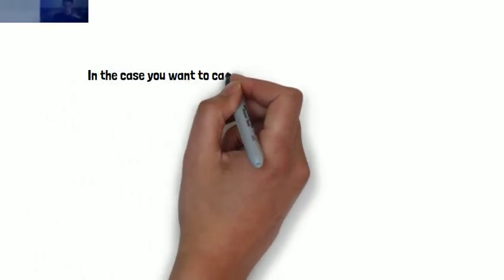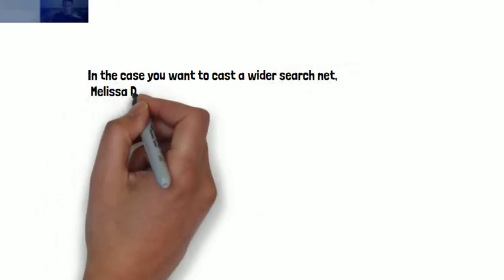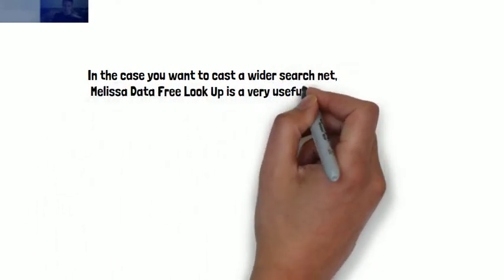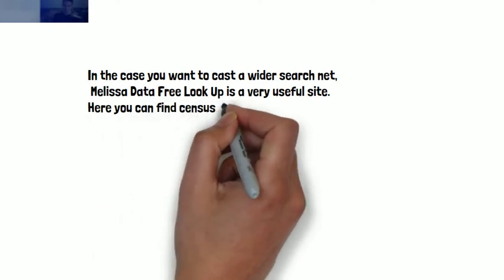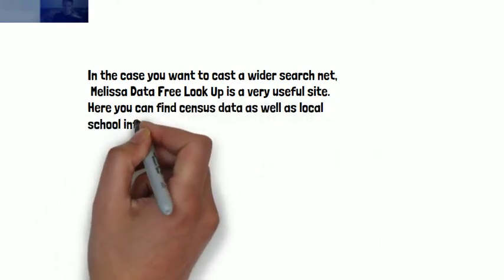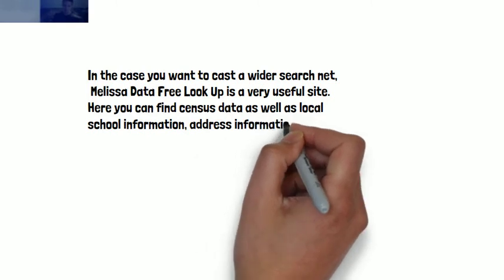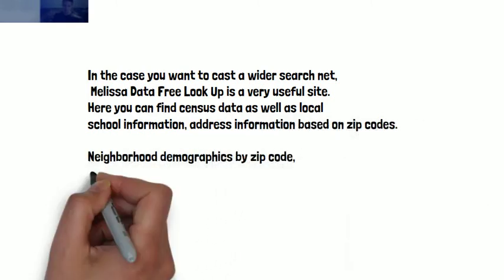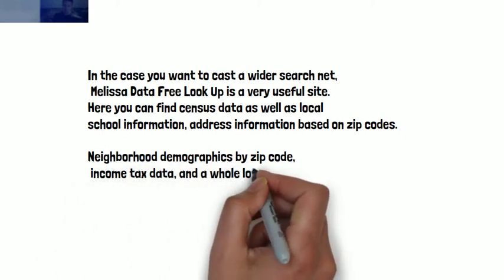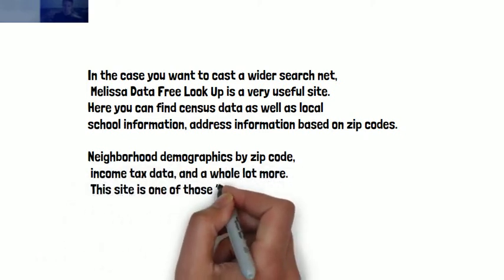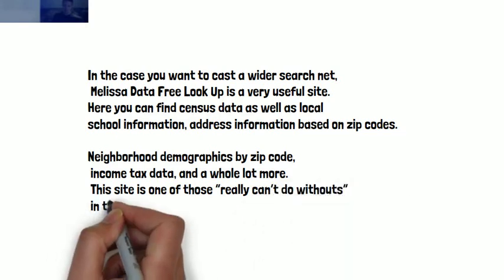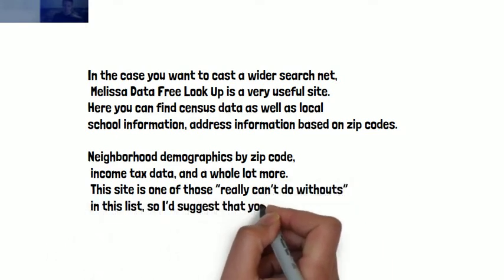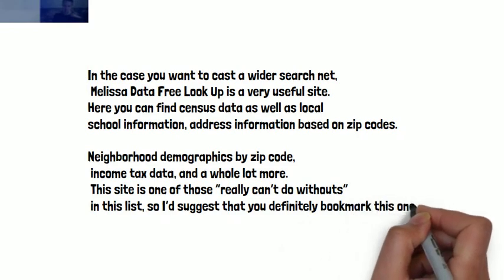4. Melissa Data Free Lookup. In the case you want to cast a wider search net, Melissa Data Free Lookup is a very useful site. Here you can find census data as well as local school information, address information based on zip codes, neighborhood demographics by zip code, income tax data, and a whole lot more. This site is one of those really can't-do-withouts in this list, so I'd suggest that you definitely bookmark this one.